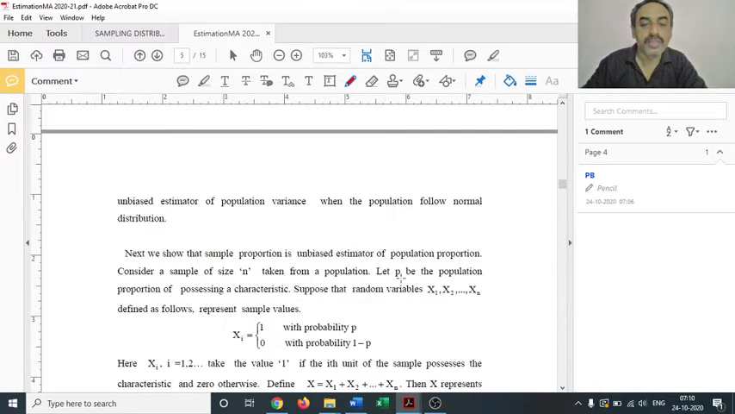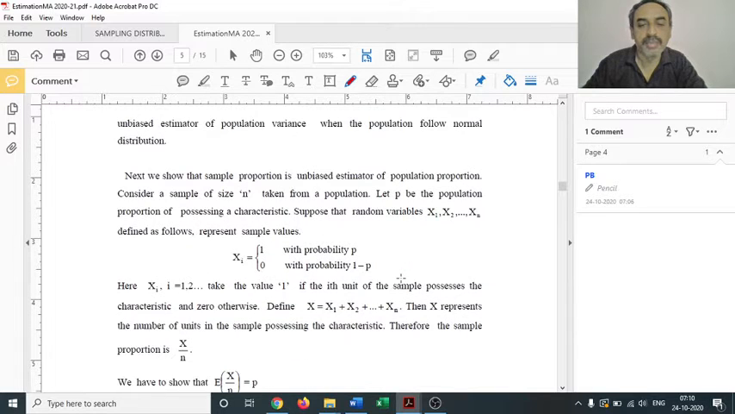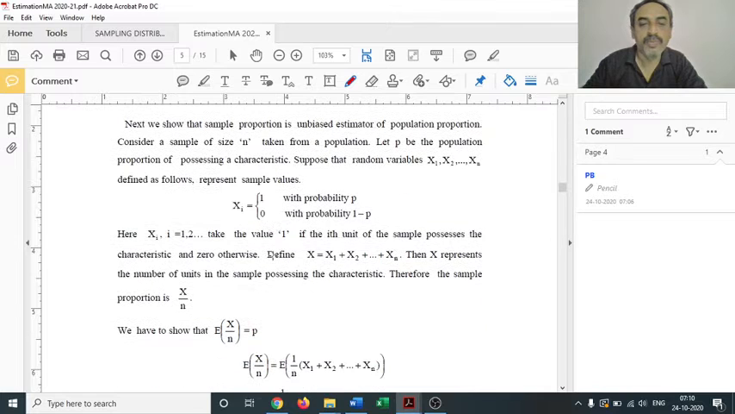Now, next, the same property is examined for the sample proportion. So we have to examine whether the sample proportion is an unbiased estimator of the population proportion. Here we consider a set of variables x1, x2, etc., xn, representing the responses of the units of investigation, 1 with probability p and 0 with probability 1 minus p. P is the proportion of the population, and we formulate an estimator, that is x by n, where x is x1 plus x2 plus etc. xn.